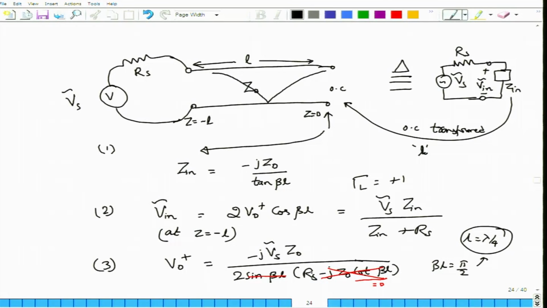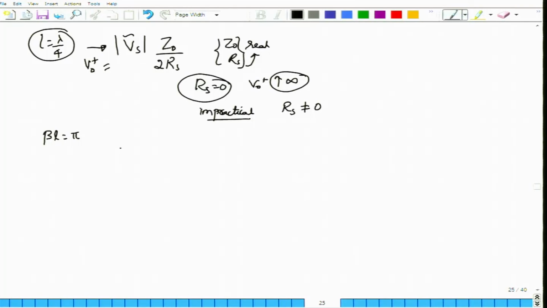So, when you expand it through the brackets, open up the bracket and expand it, this term will go to 0, this term will go to 0, this term will go to 1, and what you get, again verify this case, that the magnitude of V0 plus would be magnitude of Vs divided by 2. So, you see again that there are no infinities.